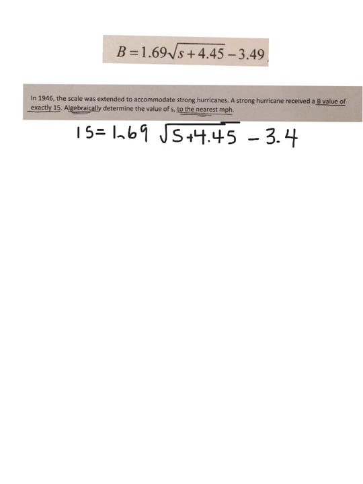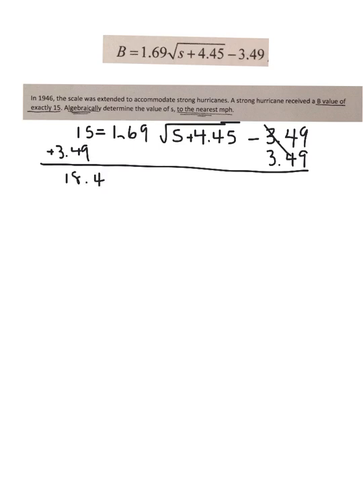Okay, so just remember again what we did on Tuesday. We have to isolate the radical. So the first thing that I would probably do is get rid of that 3.49 by adding. So if I add 3.49 to both sides of the equation, that's going to give me 18.49 equals 1.69 times the square root of s plus 4.45.